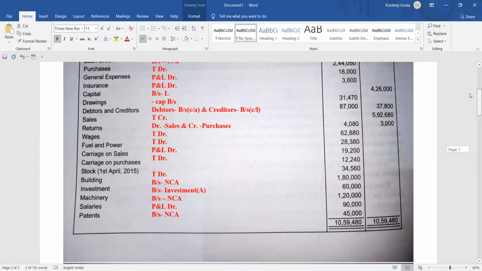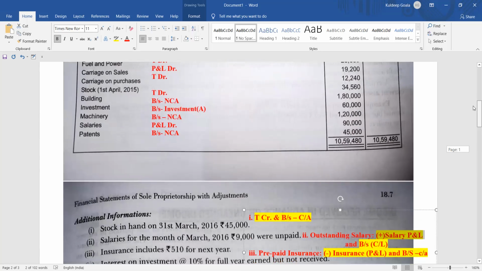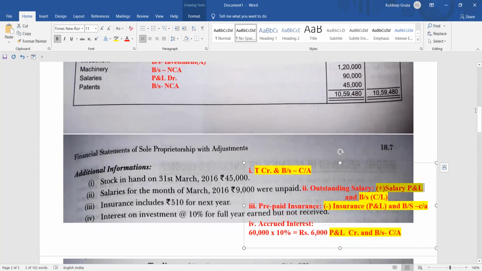So we can see that in the trial balance, all the items are over. The salary was the last item. And so we'll go to the adjustments. We'll check whether there is anything left in the adjustments. Stock in hand will not appear here. We have already seen the marking here. Salary has already come. Insurance has already come. Interest on investment is the only item, right? Interest on investment has not come yet.